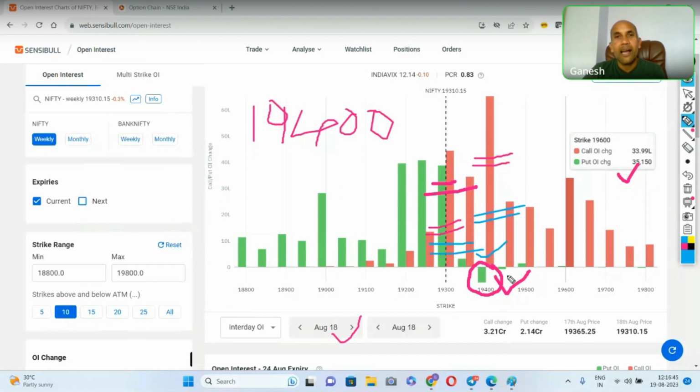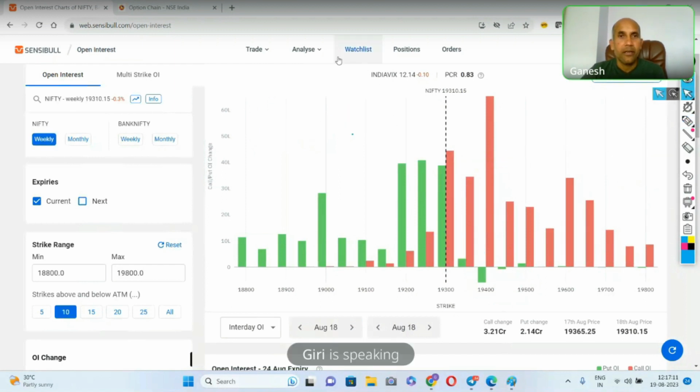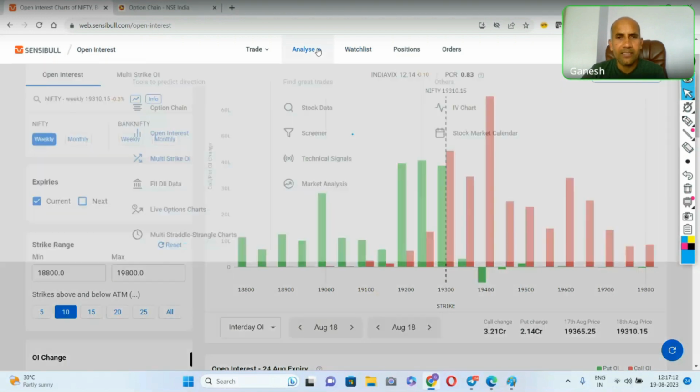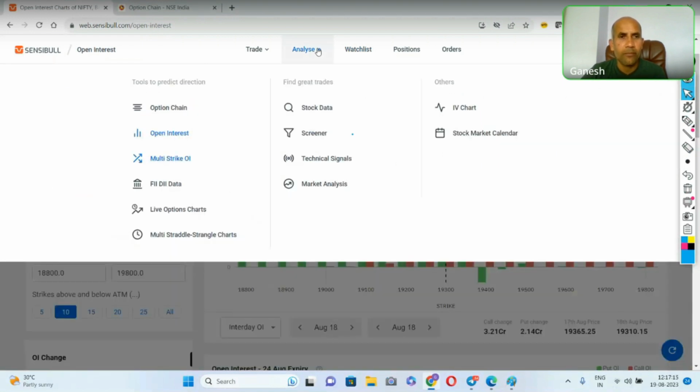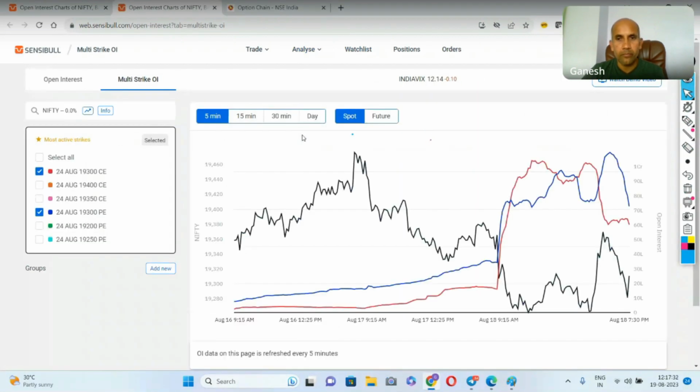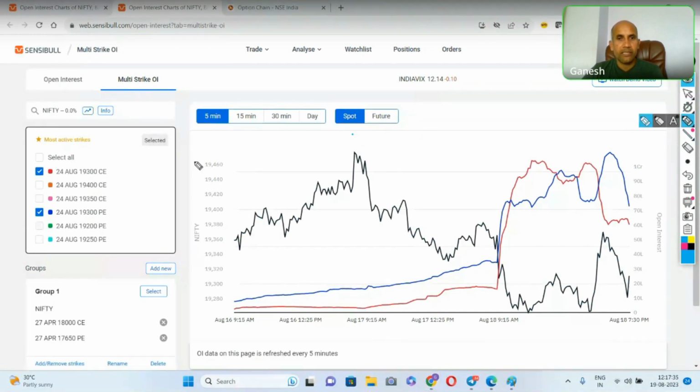Now, finally, I will show you the multi-strike. Now, let's go to multi-strike. Whatever I explained, I will show you in our multi-strike open interest. Yeah, this is the multi-strike open interest. Let's keep it at the 5 minute one.